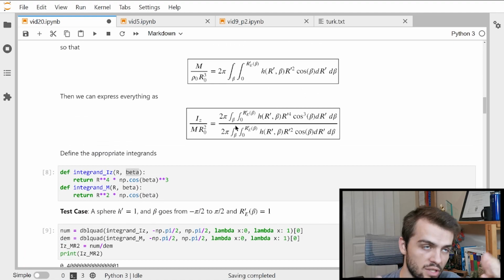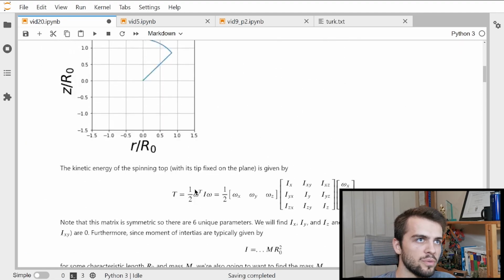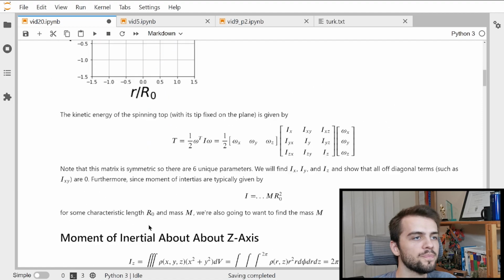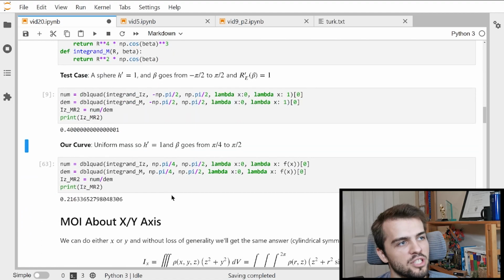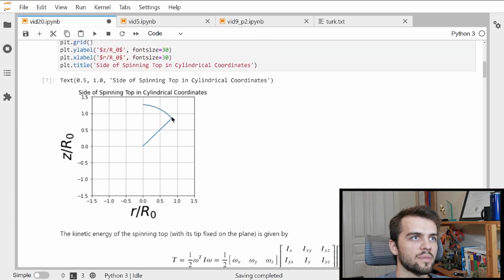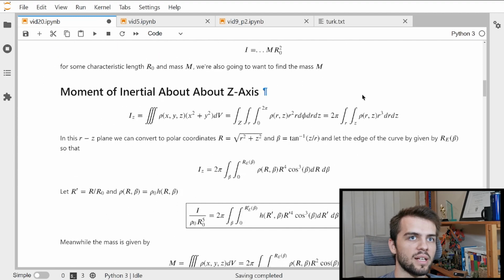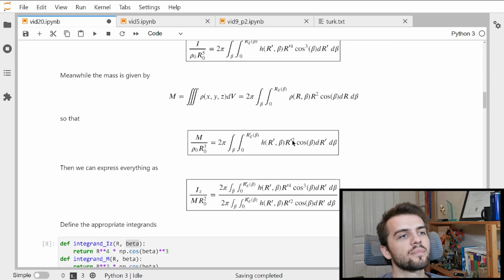And this is more general than a sphere. So now I put in my function. The uniform mass is h prime equal to 1. Beta goes from pi over 4 to pi over 2, as you see on this plot. I express my particular function, which is f of x: the radius goes from 0 to f of x, which is this function here. Remember that I've already done the integral over phi because there was no phi dependence. That's why I could write it as a double integral and not a triple integral.